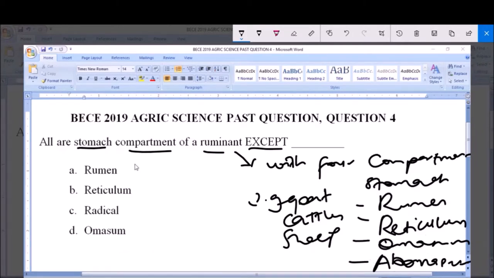Now, the question says we should pick out of these options the one that is not one of these compartments. A here says rumen, which is part. B says reticulum, which is part. C says radical, which is not. And D is omasum, which is part. So the answer to this question is C, radical, because radical is not one of the stomach compartments of ruminant animals.